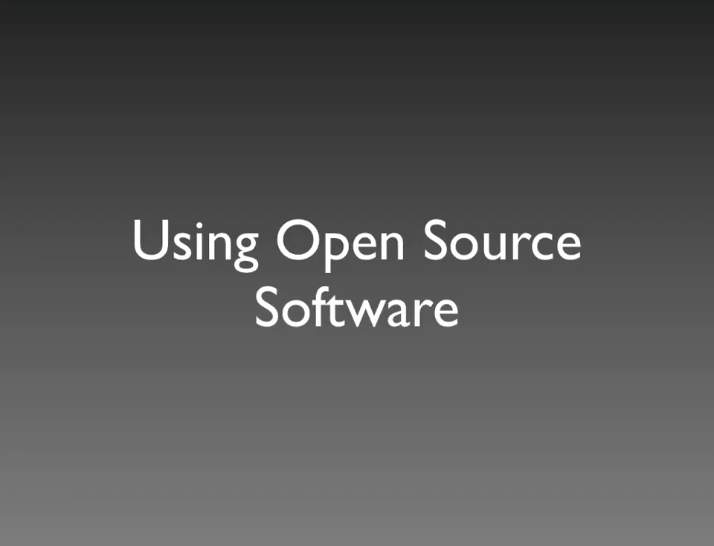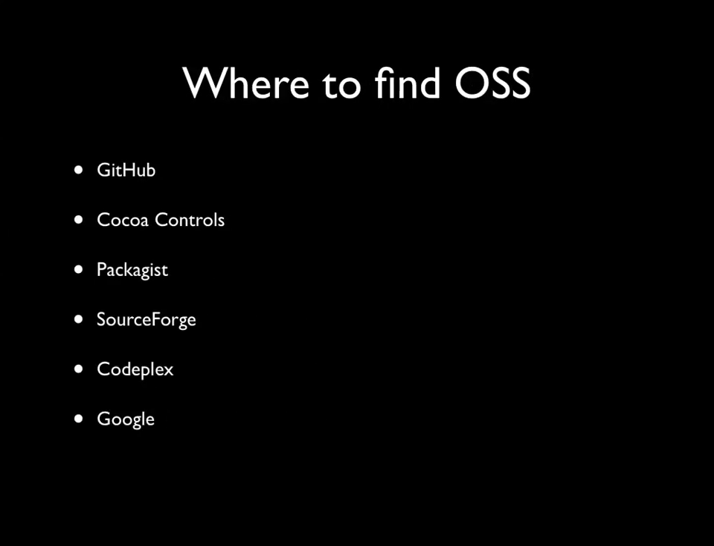So, using open source software. Where can we find open source software? A lot of places. First of all, GitHub. GitHub is a great place to find open source software. It depends on what you're looking for as well, but GitHub has over 5 million developers listed currently, and they try to make coding social and collaborative.